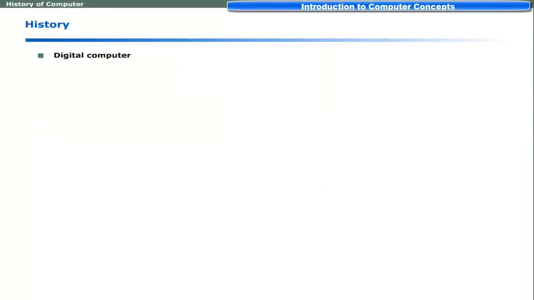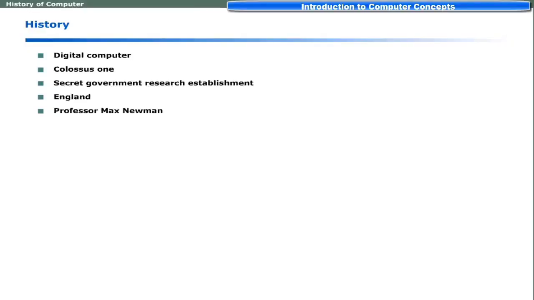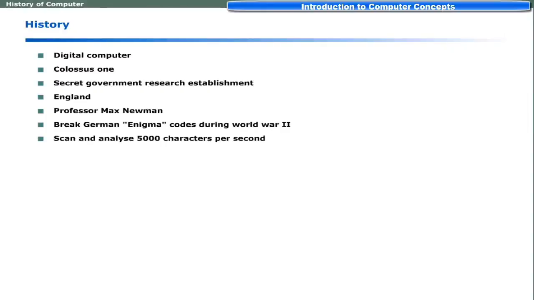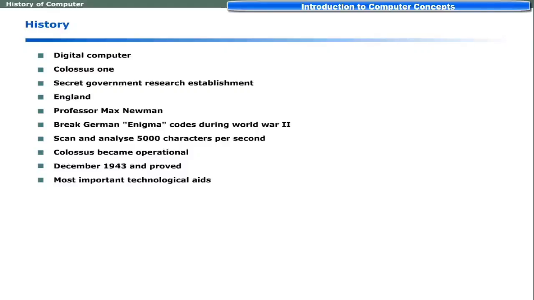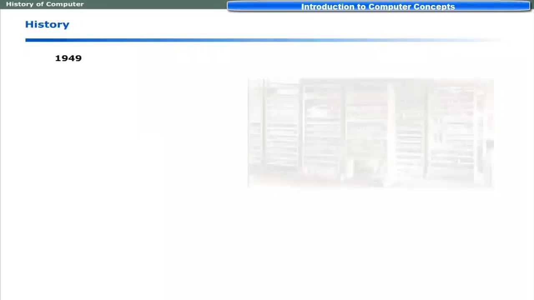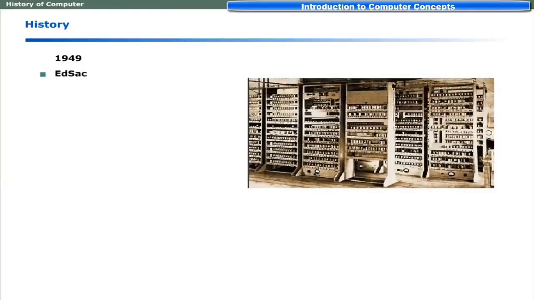Another important digital computer in history was Colossus I. It was built at a secret government research establishment in England under the direction of Professor Max Newman. It was designed to break German Enigma codes during World War II. It could scan and analyze 5,000 characters per second. Colossus became operational in December 1943 and proved to be one of the most important technological aids to victory in World War II. In 1949, EDSAC was introduced.